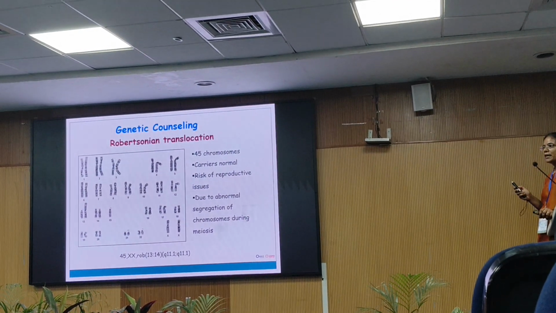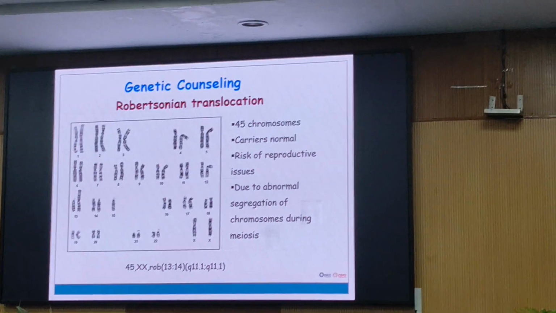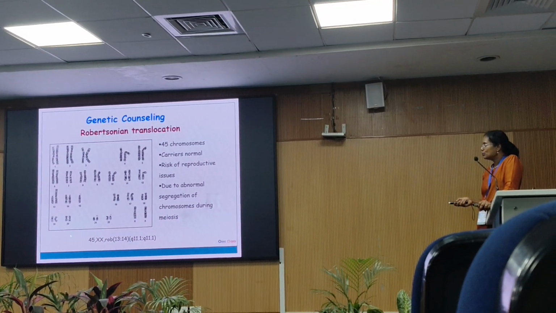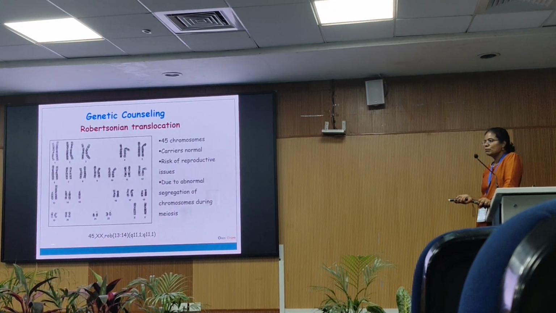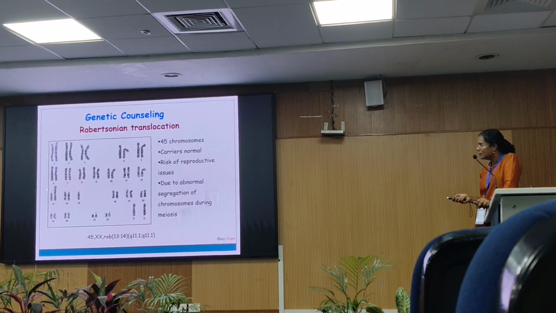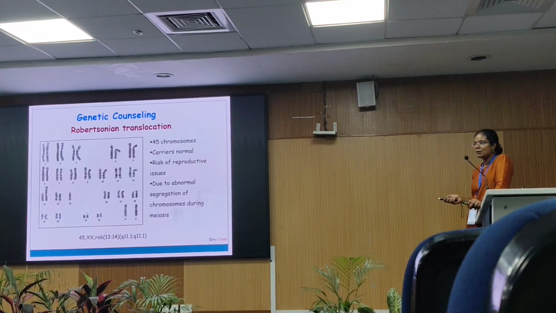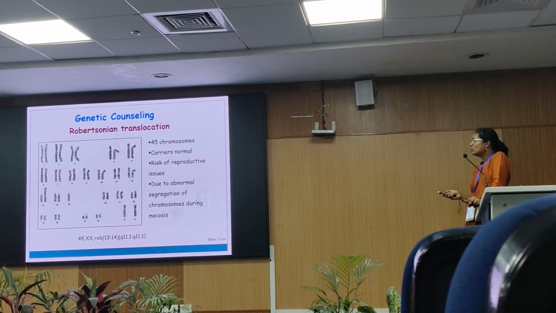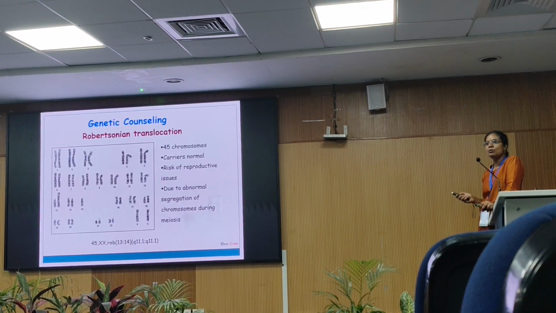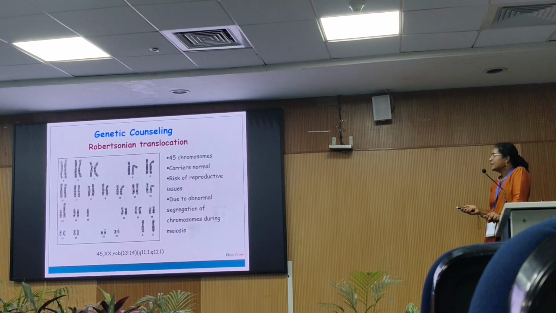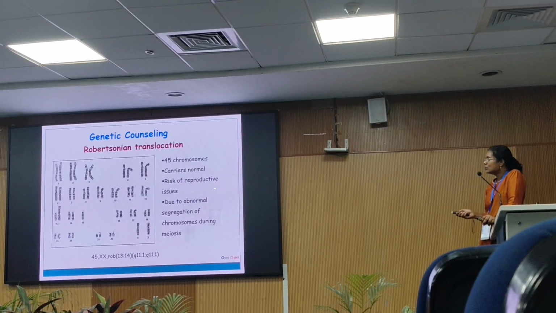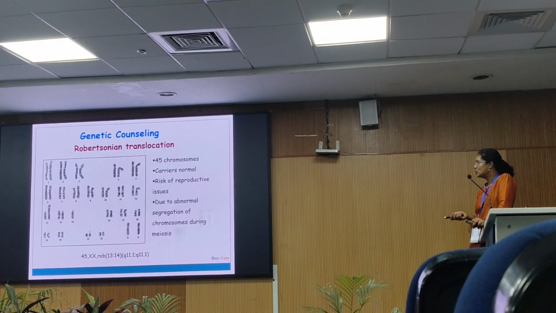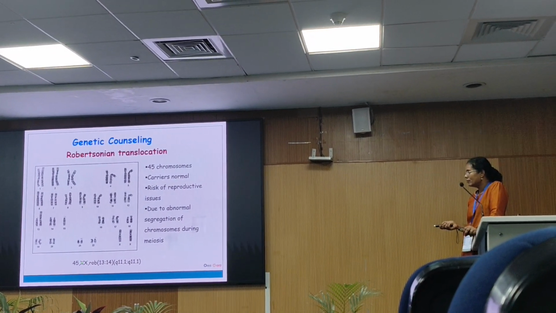I'll end with this. This is a genetic counseling point where I want to put the Robertsonian translocation. This is a case of 45 chromosomes. You can see a Robertsonian translocation which is happening between chromosome 13 and 15. The chromosome number is only 45, but the genome is balanced here. The carriers are normal, but the risk of reproductive issues will be there due to abnormal segregation of the chromosomes during meiosis.